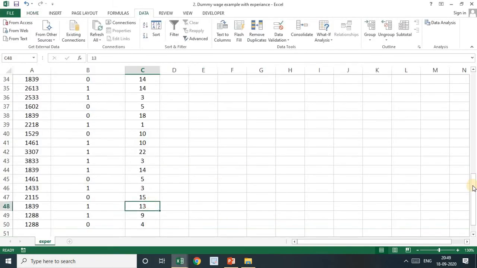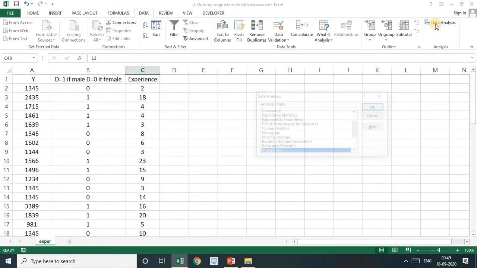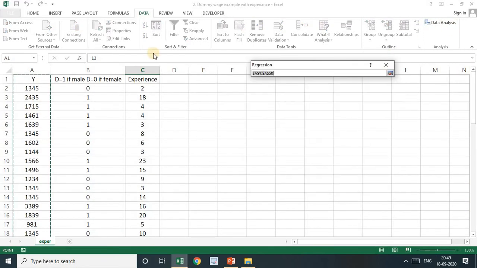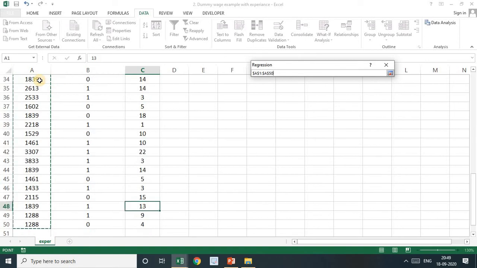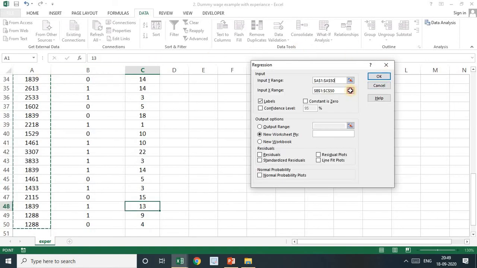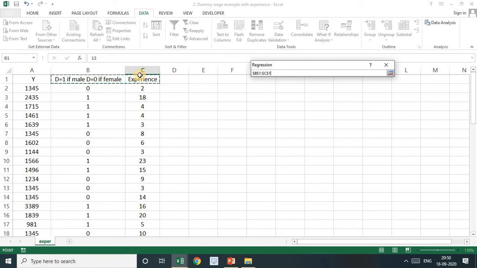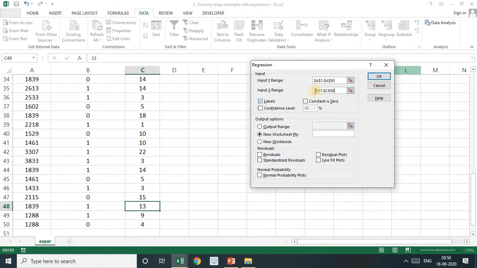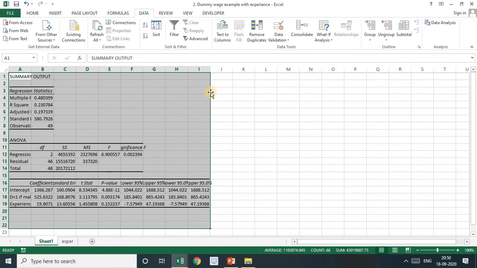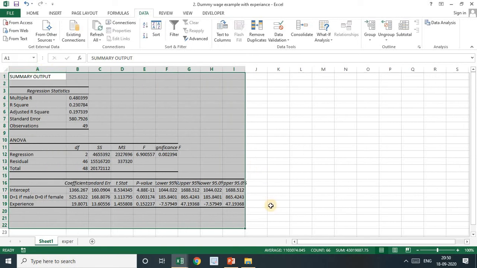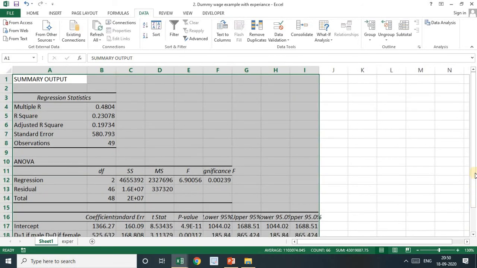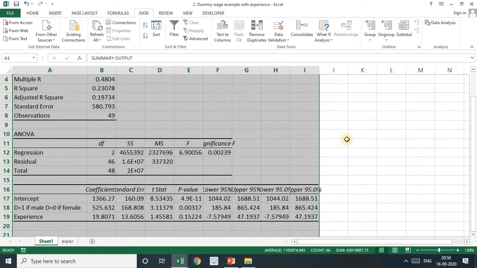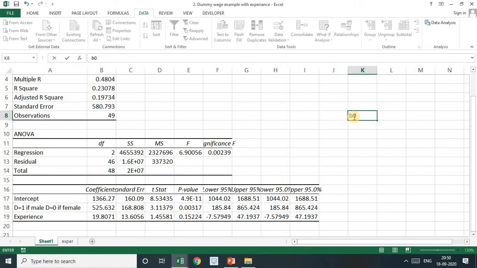Regression, and we are selecting both gender as well as experience. Then the label is there, click OK. Now you see what is happening here. This is beta 0, beta 1, and beta 2.